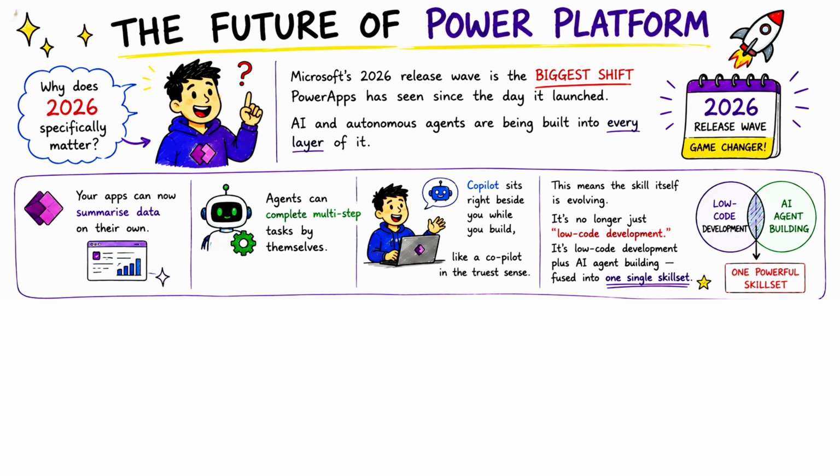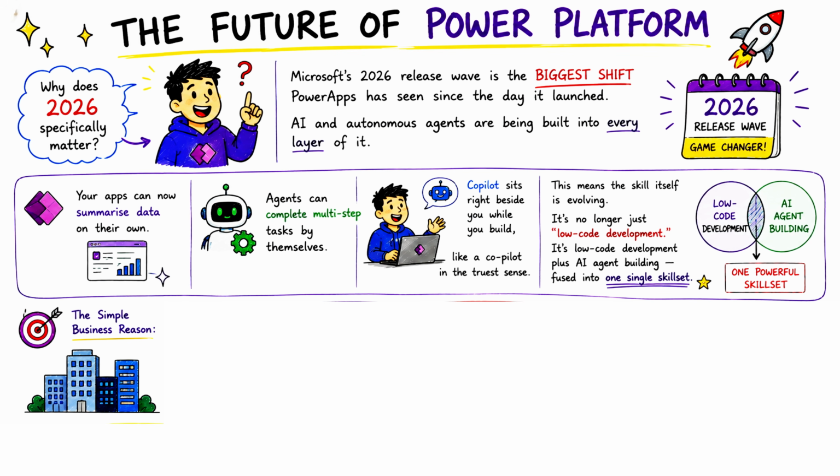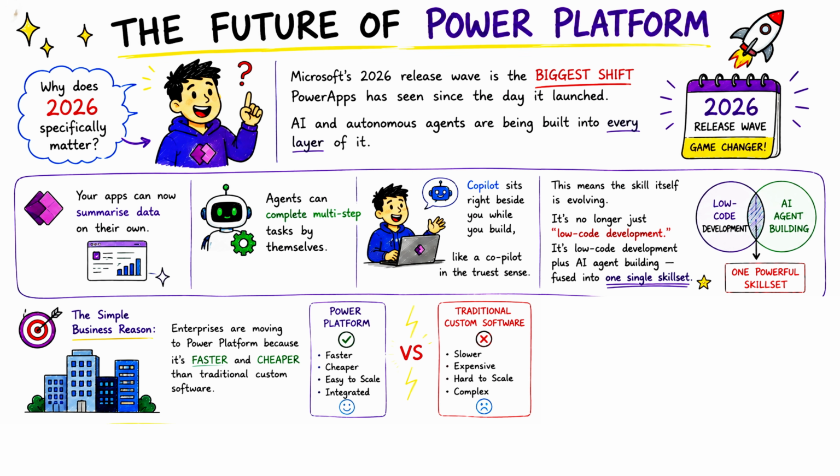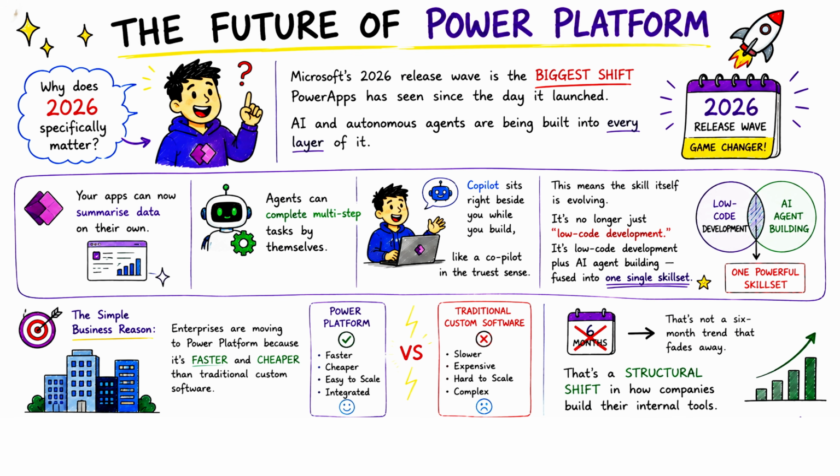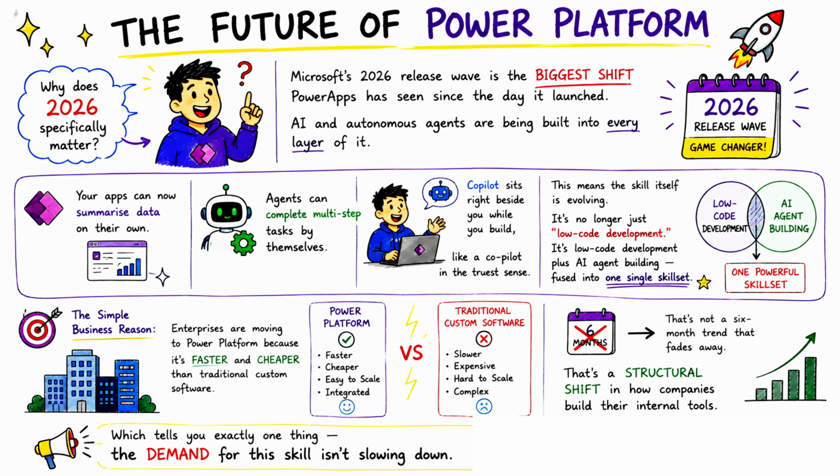This means the skill itself is evolving. It's no longer just low-code development. It's low-code development plus AI agent building fused into one single skill set. And there is a simple business reason behind all of this. Enterprises are moving to Power Platform because it's faster and cheaper than traditional custom software. And that's not a 6-month trend that fades away. That's a structural shift in how companies build their internal tools, which tells you exactly one thing: the demand for this skill is not slowing down.